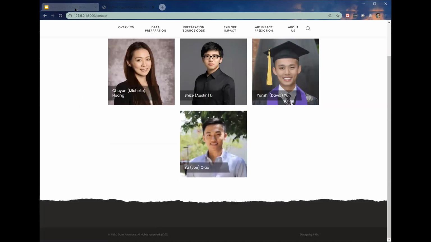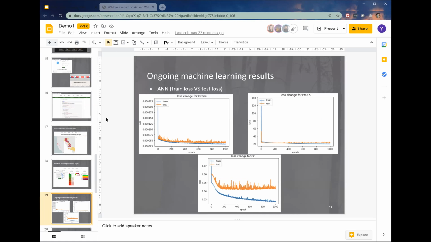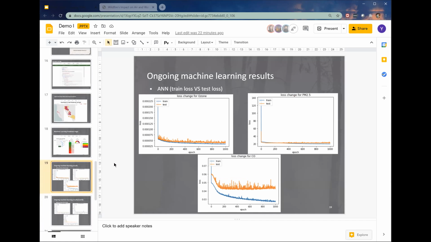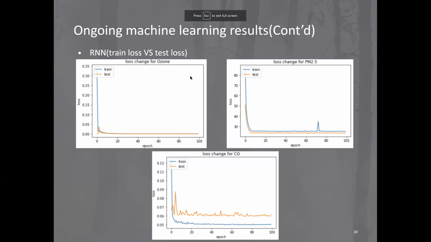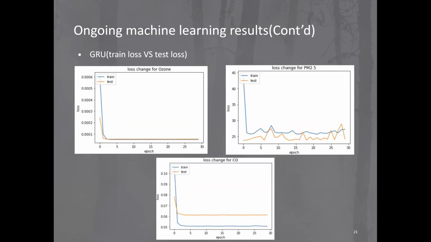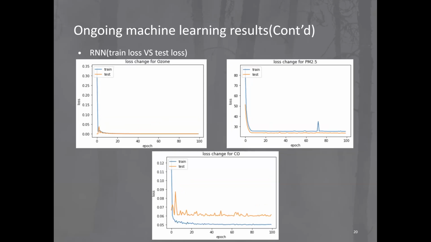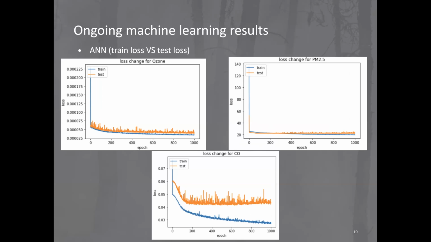So now let's go back to our presentation. As I briefly mentioned, we have three models. Our first model is the ANN model. Our second model is the RNN model, which stands for Recurrent Neural Network. And our last model is the Gated Recurrent Unit model. Our ANN model stands for Artificial Neural Network, which is our basic model.